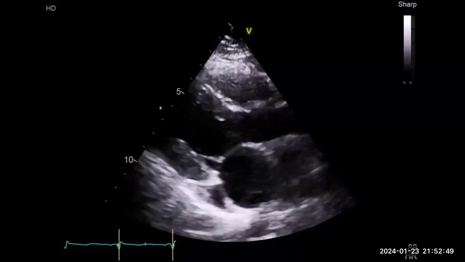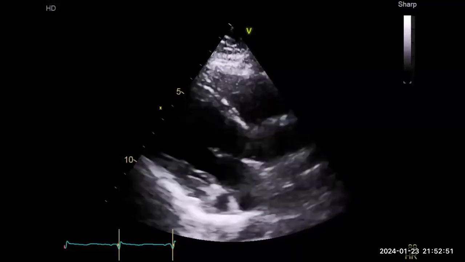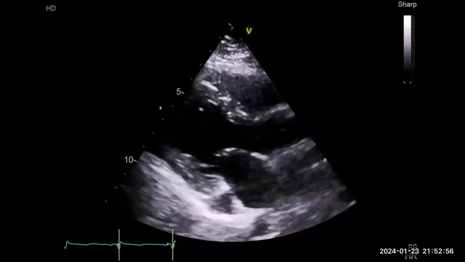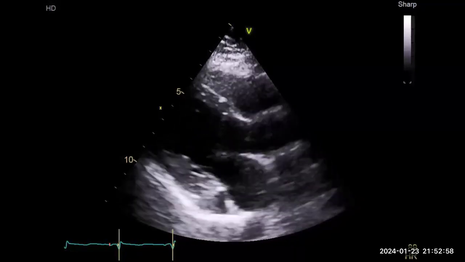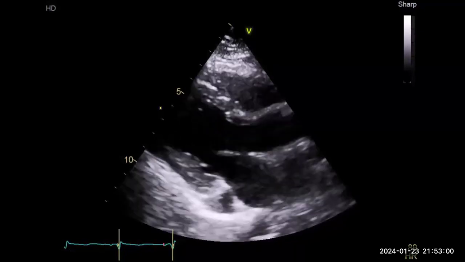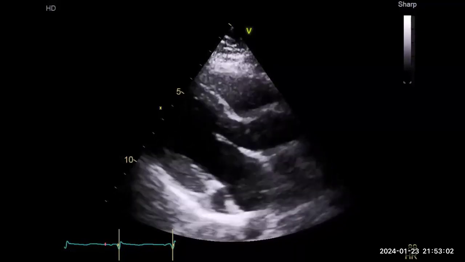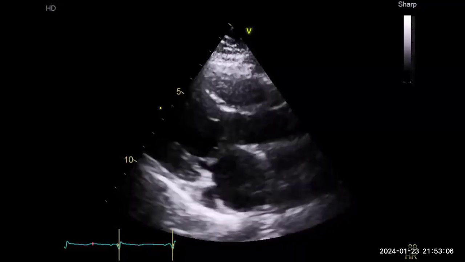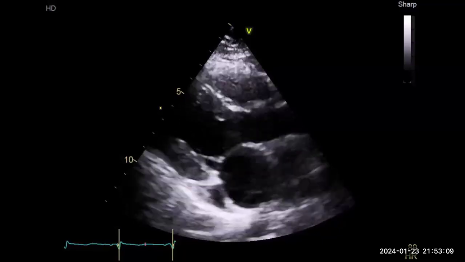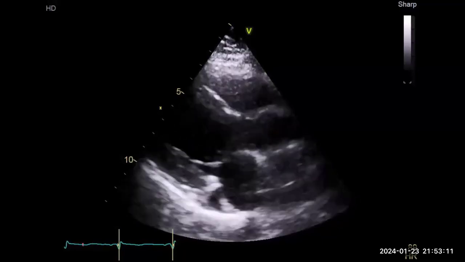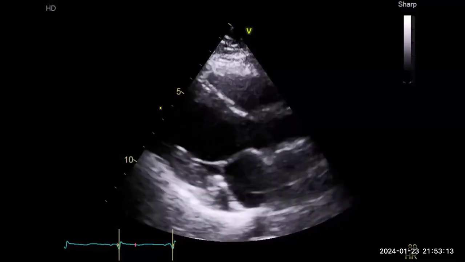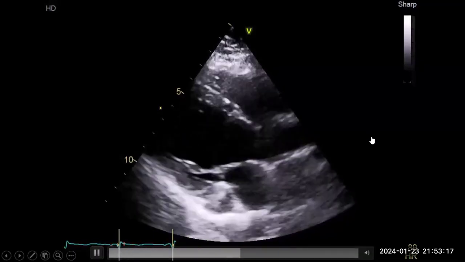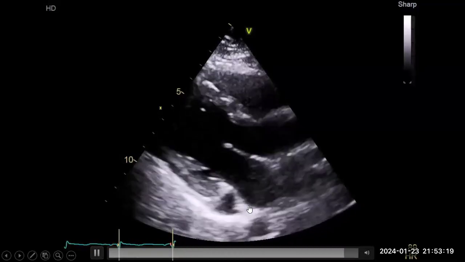We should inject agitated saline. Okay. And we see the flow during the echo. If it is present only in the RV, I think this is not SVC. But if it reaches the RA, it is persistent SVC.